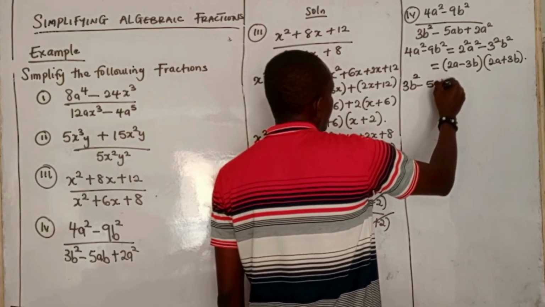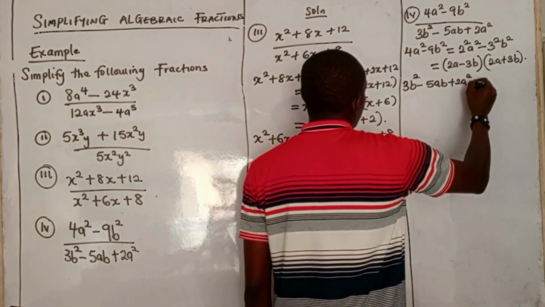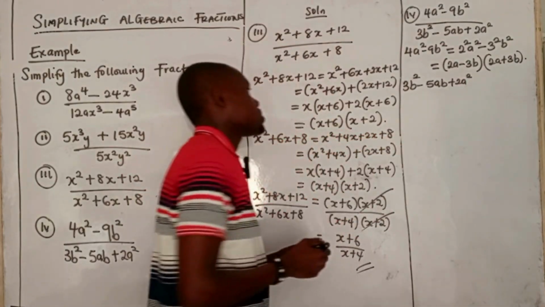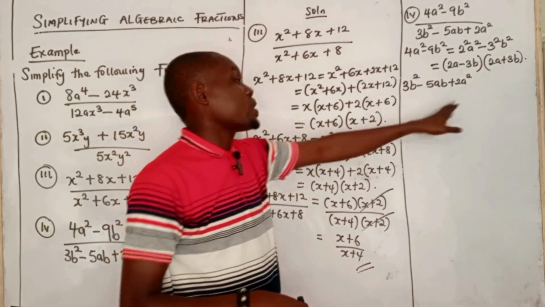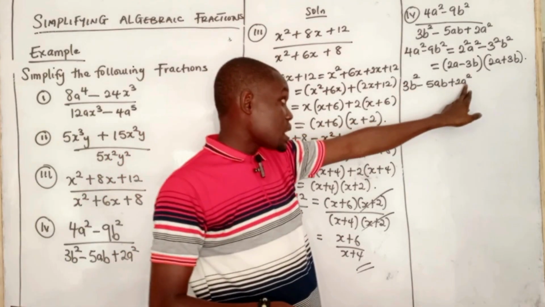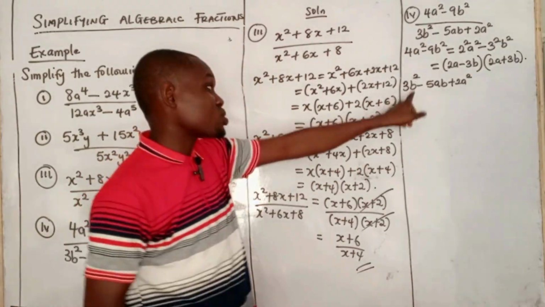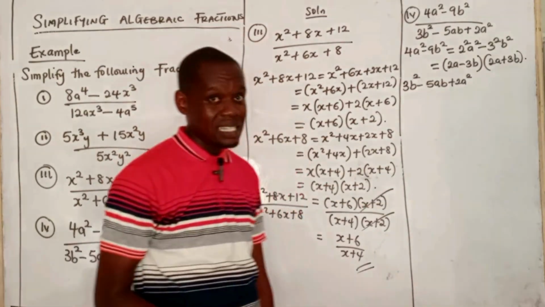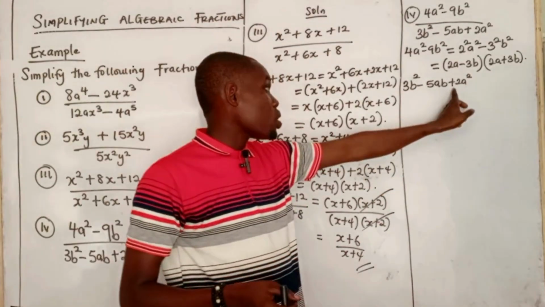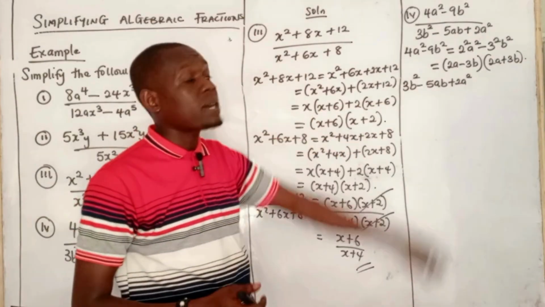So that means we have 3b squared minus 5ab plus 2a squared. Now remember we said earlier that in this situation, let's check. Our b is squared, our a is squared. The b has a coefficient of 3 and the a has a coefficient of 2, so we have to multiply the coefficients together. 3 times 2 will give us 6. So we need two numbers that when we multiply we get plus 6, and when we add we should have minus 5.